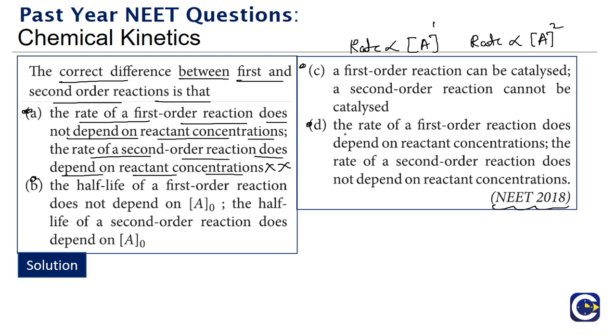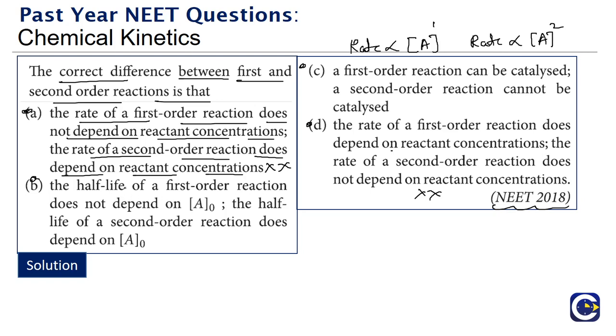In fact, if you look at option D, it is saying that the rate of a first order reaction does depend on the reactant concentration and the rate of a second order reaction does not depend on the reactant concentration. This is also incorrect because for the first order the rate is proportional to concentration power 1, and for the second order the rate is proportional to concentration power 2.